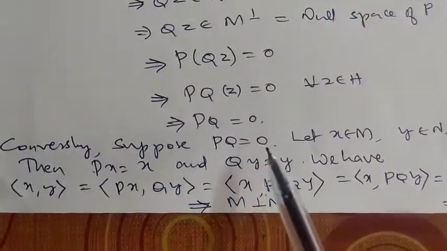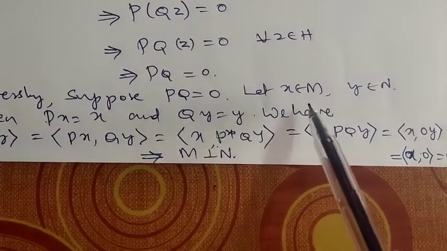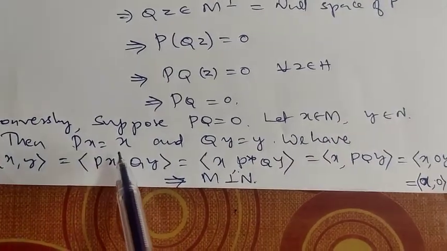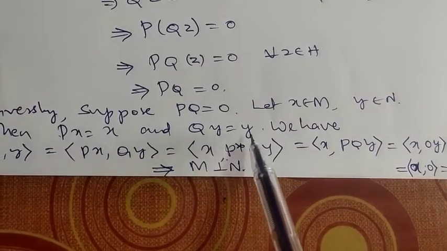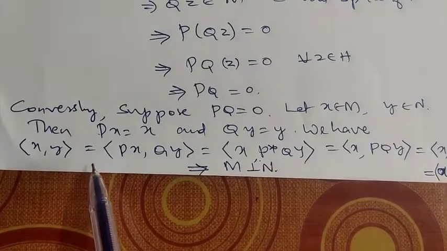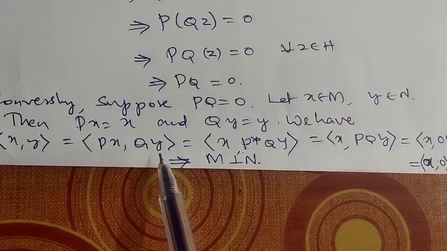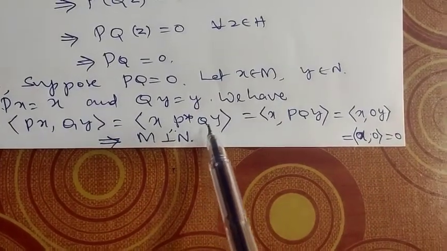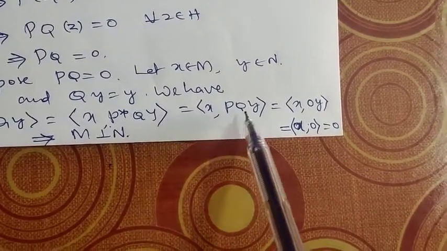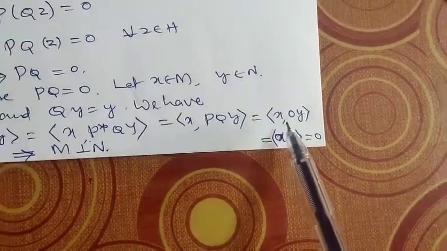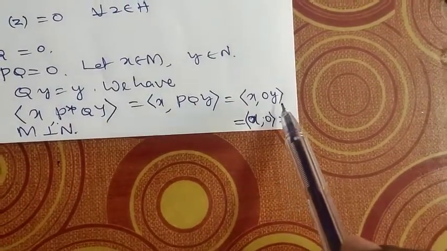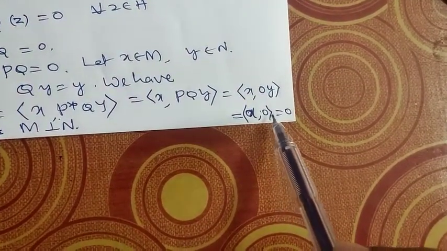Conversely, suppose PQ is 0. Let x belong to M and y belong to N be arbitrary. Then by definition P of x is equal to x, and Q of y is equal to y. Therefore, the inner product of x comma y is the inner product of P of x comma Q of y, which is x comma P star Q of y. This is x comma PQ of y, and since we assumed PQ is 0, this is the inner product of x comma 0, which is 0.